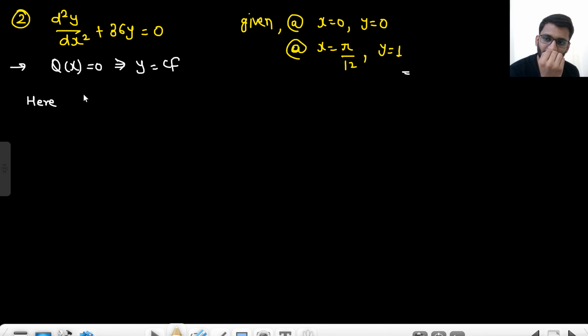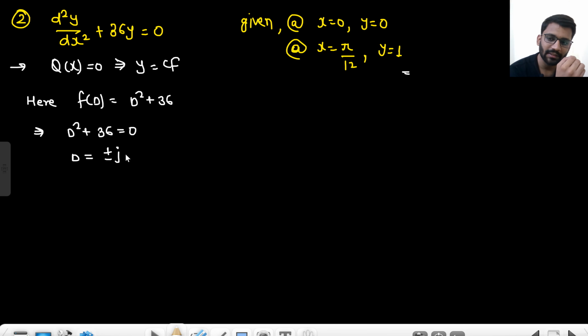Here, your f(D) is what? D square plus 36. So what will we do? Put D square plus 36 equals to 0. So what will we get? D value as plus minus j6, or iota 6. Are you getting this point? D square equals to minus 36 and D value will be plus minus j6. So what is this form? This form is alpha plus minus iota beta. Here alpha is equal to 0.